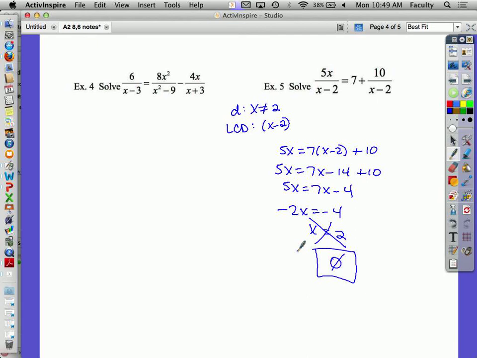Remember to determine the domain, and sometimes you have to factor denominators and sometimes you don't. Find the LCD, multiply by the LCD to eliminate the denominators. If you'd like, you can try to get a common denominator on that left side and make it a proportion. If you like that, you can do that.